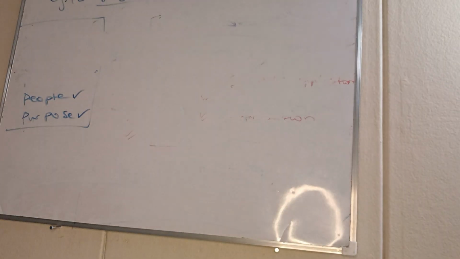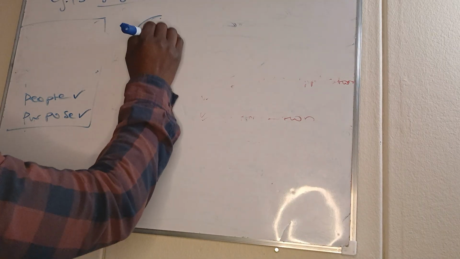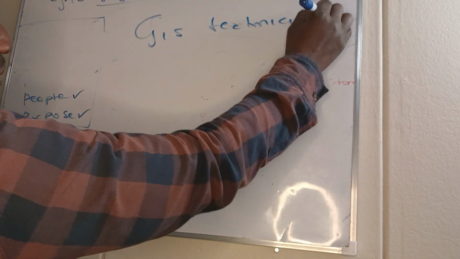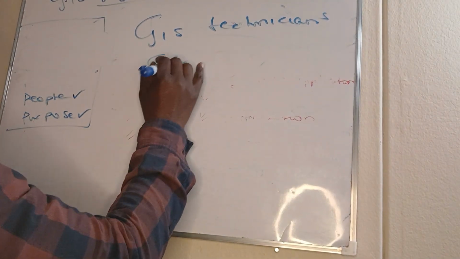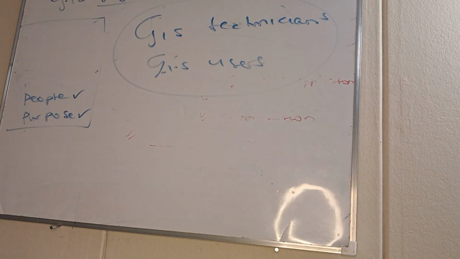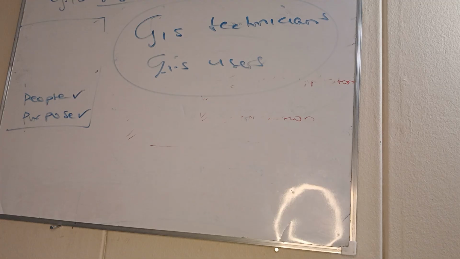Then we have got the people that are involved. We are talking about GIS technicians. We are talking about GIS users, different users of GIS. These are the people that are involved. Your GIS technicians, GIS users, it can be urban planners, they can also be cartographers. So these are the different people that are involved in as far as GIS is concerned.